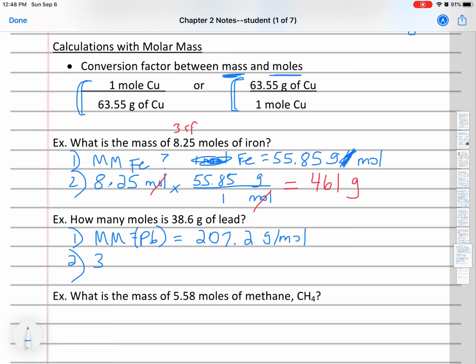So now we can actually do the problem. We have 38.6 grams of lead, and 1 mole of lead is 207.2 grams. Cancel out our grams, and we do the math, and we get 0.18.